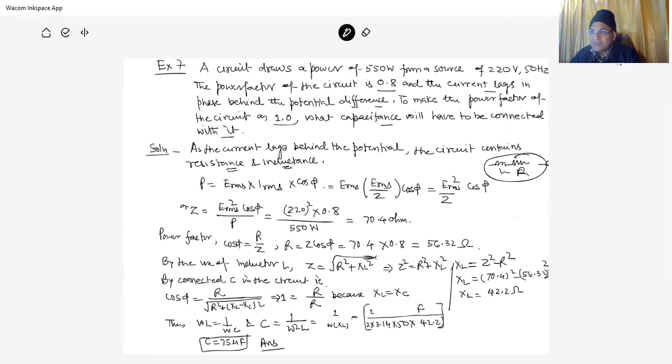So I_RMS is E_RMS by Z, so the power is E_RMS square over Z into cos phi. Substituting the values, E_RMS is 220 whole square, power is 550 watt, and power factor is 0.8. So this Z is 70.4 ohm, the impedance.